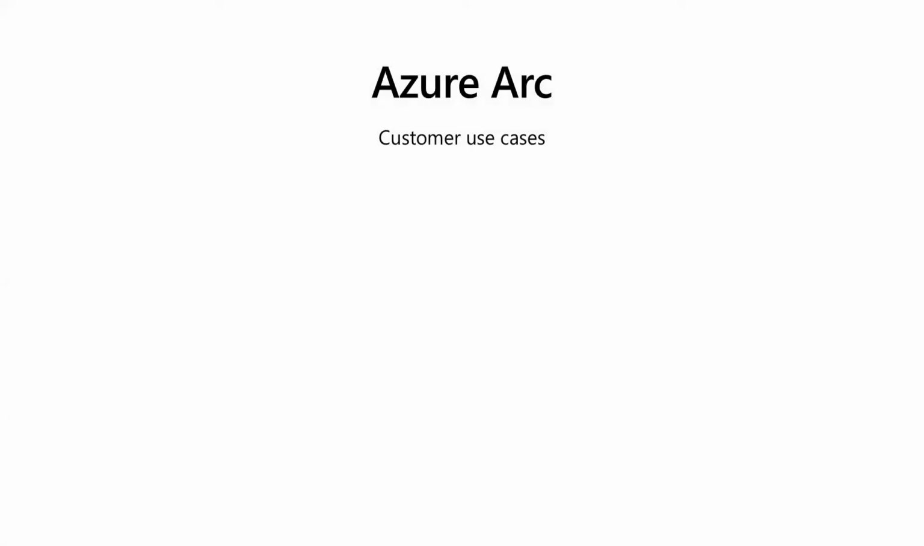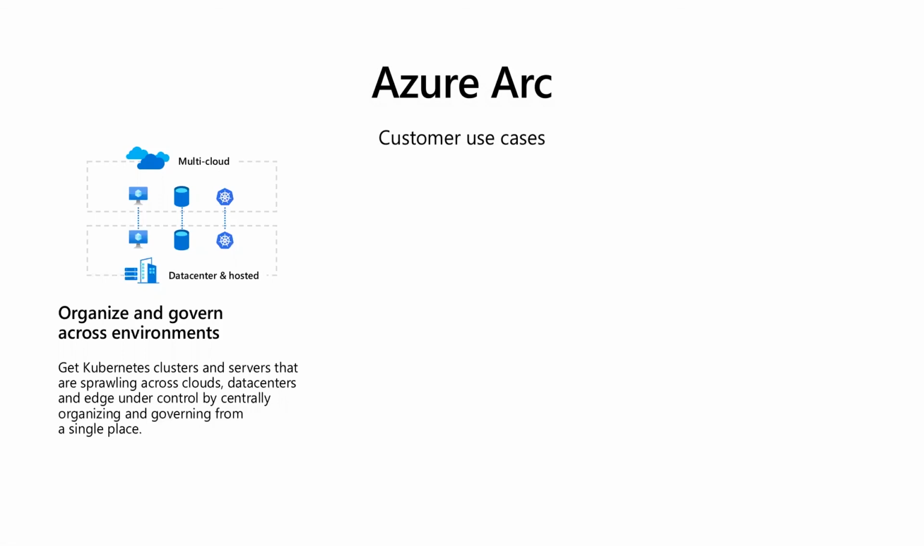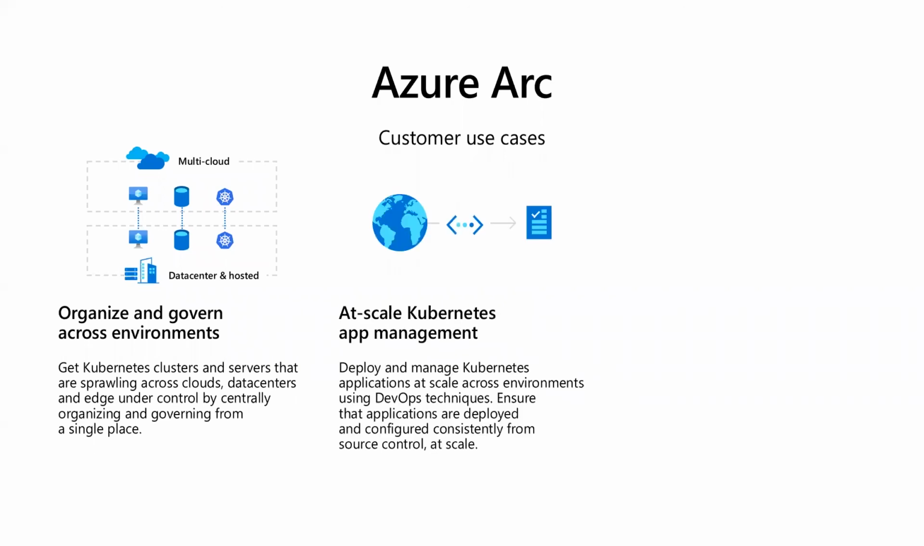So I talked mostly about servers, as I mentioned, but there are more use cases. One of the use cases is organizing and governing your environment. Again, this works for servers, but also for Kubernetes clusters. In the same way, you can make sure that your Kubernetes cluster is configured in the right way, that there are no ports open which don't need to be open. So you can make sure it's secured.